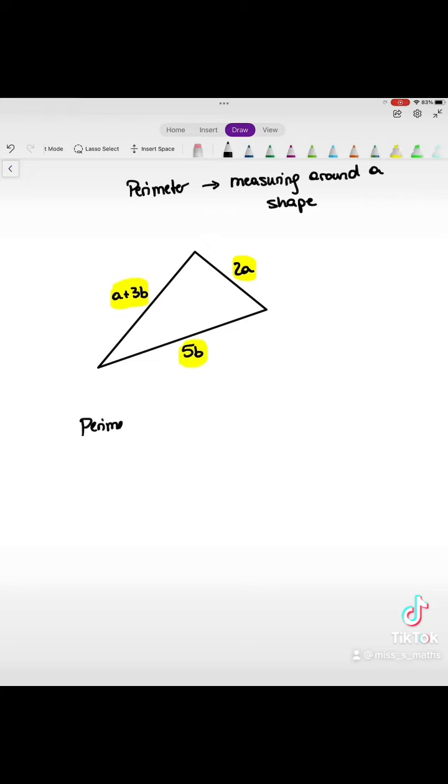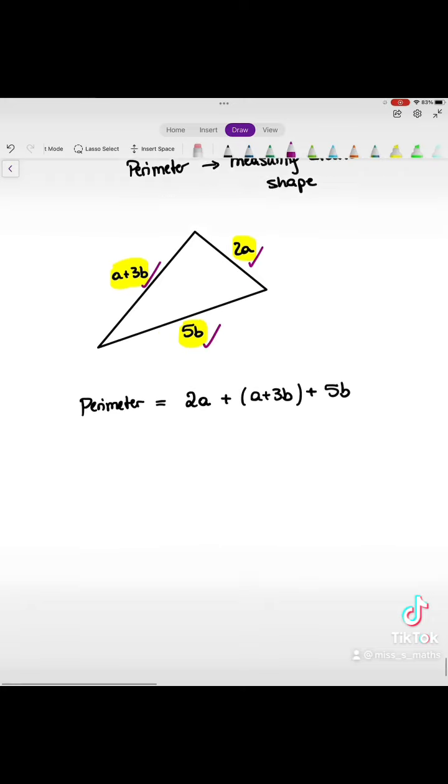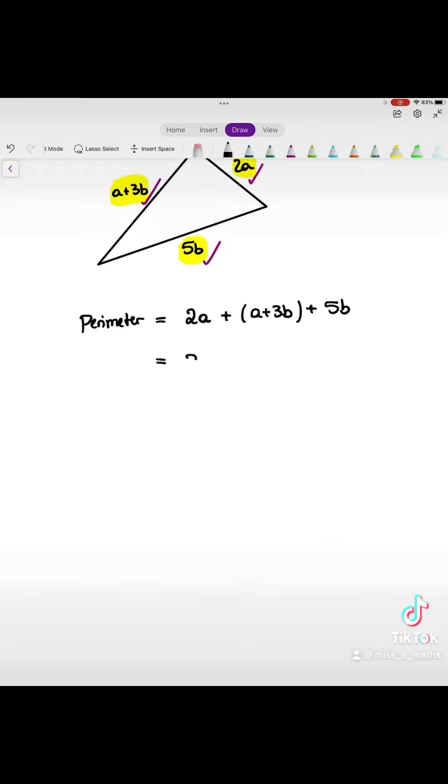If we look at that triangle here, one of the side lengths is 2a, the next side length is a plus 3b, and the third length is 5b. In order to get the perimeter, we just add all of these measurements together, and now we need to understand how to add variables, how to add terms.